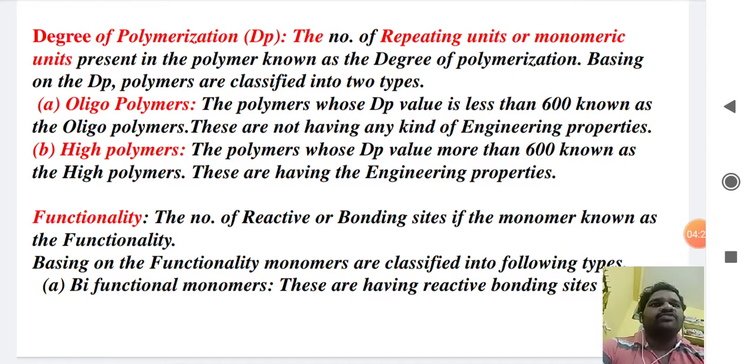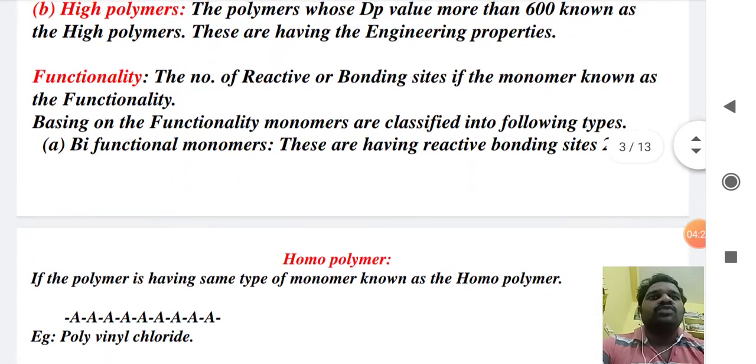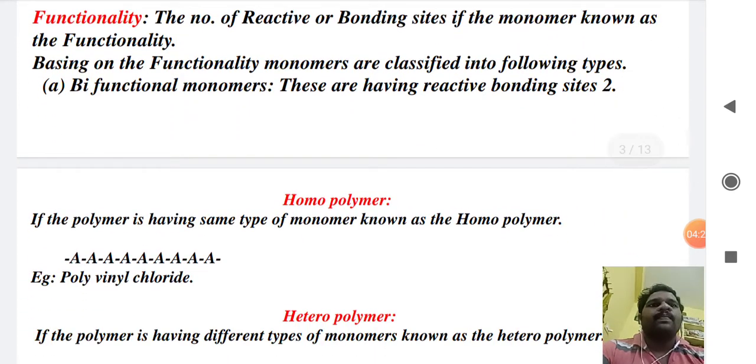After the degree of polymerization, we are going to discuss functionality. What is the meaning of functionality? Functionality is nothing but the number of reactive sites or bonding sites present in the monomer. In the polymer, a number of monomeric units are joined by bonds, or attractive forces. The site where the bond is attached to the monomer is called the reactive site or bonding site.